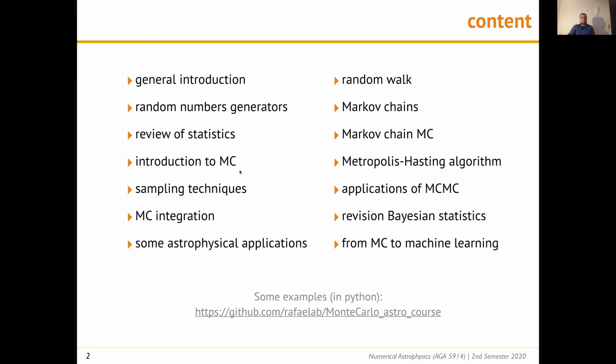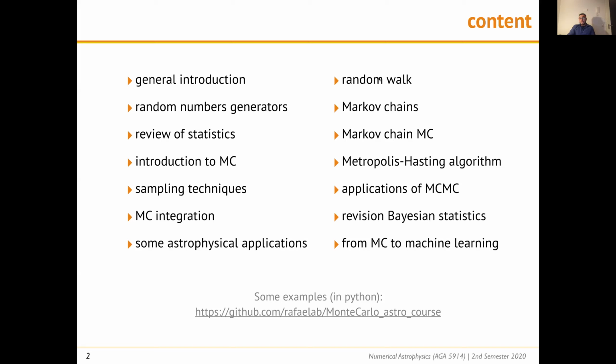And then I'm going to really introduce the Monte Carlo method. So the Monte Carlo method, not just as a simulation method, but as an umbrella for several techniques, which include integration and sampling, as we'll see here. And I'm also going to illustrate a couple of astrophysical applications of Monte Carlo methods.